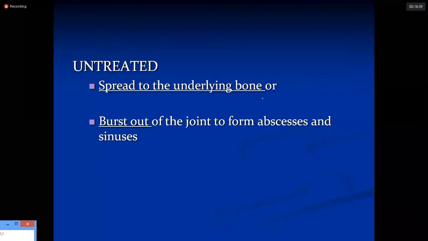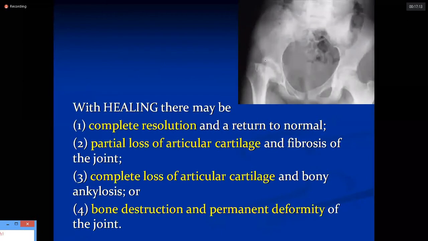Now, untreated, the septic arthritis may spread to the underlying bone. If it spreads to the underlying bone, it will cause osteomyelitis, or it may burst out to form an abscessing sinus. If you remember the diagram shown earlier, from within the joint there are only two escapes: one towards the metaphyseal region, causing osteomyelitis, the other towards the subcutaneous tissue and skin, forming abscess and sinuses. Generally there are four long-term sequelae.